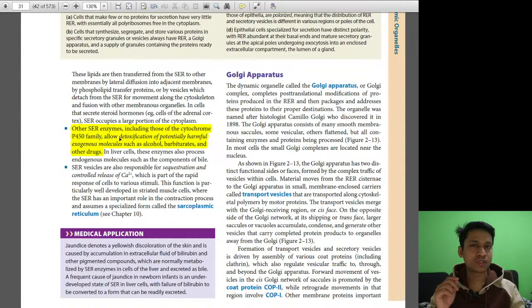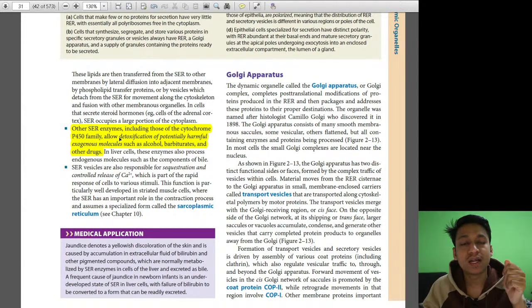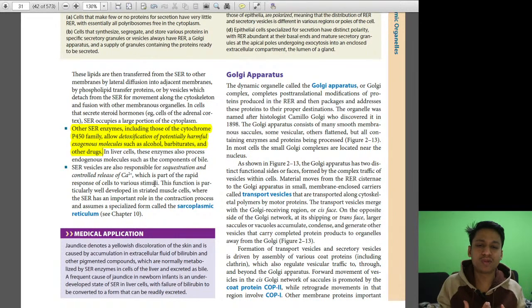The detoxification through the cytochrome P450 family molecule. SER vesicles are also responsible for the sequestration and control of release of calcium 2 plus, which is part of the rapid response of the cell to various stimuli. We need calcium to be released sometimes.